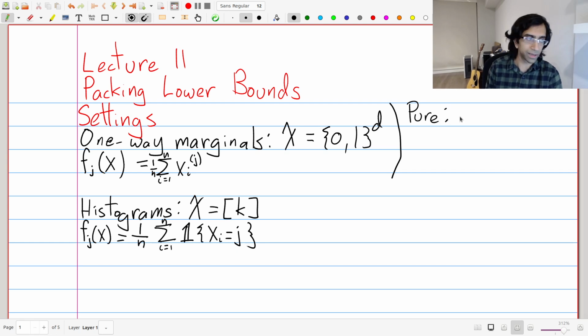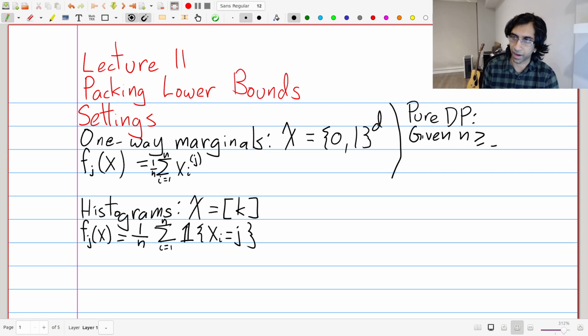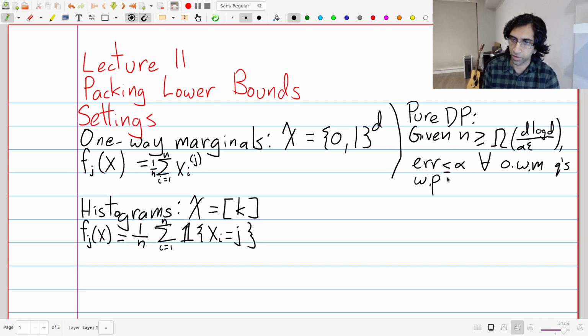And under pure DP, that is epsilon pure DP, it'll give you an algorithm as follows. If we're given n greater than d over alpha epsilon, and I guess we need another log d here for a union bound style argument, then we have error less than or equal to alpha for all one-way marginal queries, with probability greater than or equal to 1/2. You can really get this much higher than 1/2, but we're just going to use 1/2 for illustration.